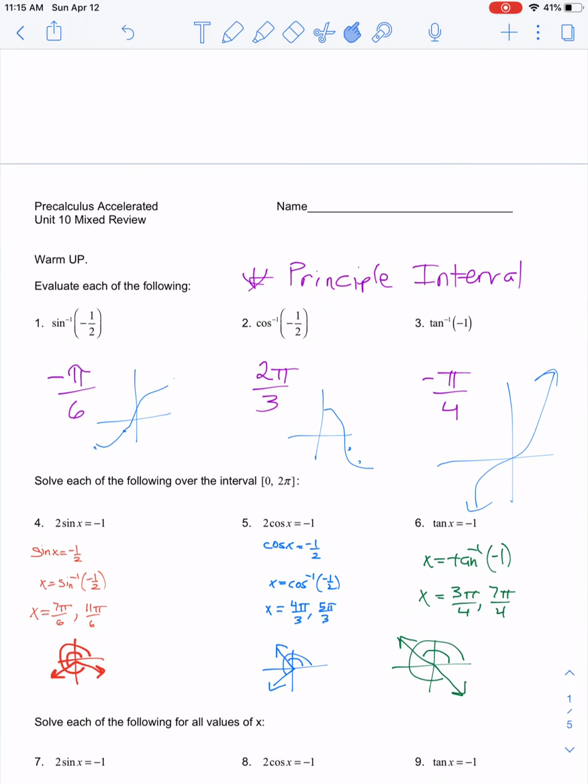And now we get to 7 through 9. These problems look just about the same because the equations are the same. However, now I've asked you to solve for all values of x. If I look at problem 4 and 7, and I think about how many angles have a sine of negative 1/2, there's an infinite amount of angles that have a sine of negative 1/2. Between 0 and 2 pi, there are only 2 answers, but now I'm asking you to tell me what every single answer is.